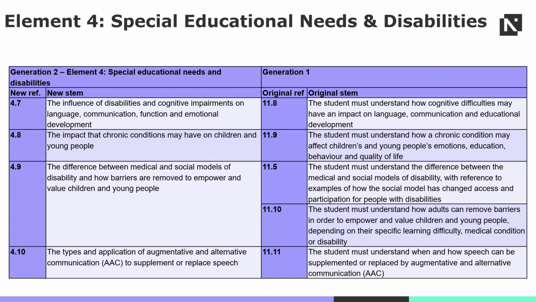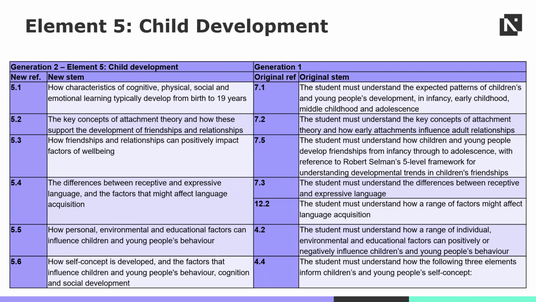And this slide is element 4 continued from the previous slide. Element 5. Child development remains core to the T level, but we've adjusted the sequencing and focus to improve progression. There's now an increased emphasis on the interrelationships between different areas of development and how these are influenced by both internal and external factors. This section also aims to improve how students connect theory to practice during placement.